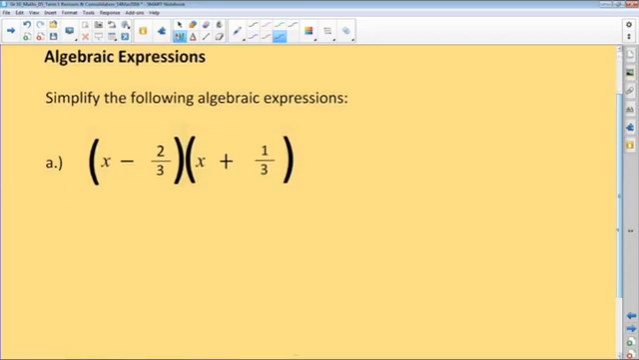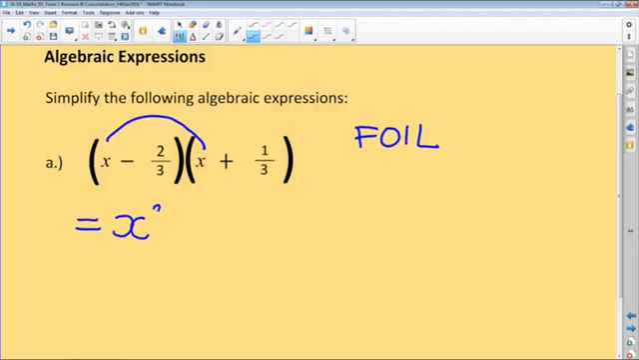And we've got a binomial multiplied by a binomial, which means that we're going to use FOIL when we multiply it out. And remember, that means we're multiplying the first two terms together. What is x times x? It's going to be x squared. And then we're going to multiply the outside term. So we multiplied the first, now the outside. And x times 1 over 3.